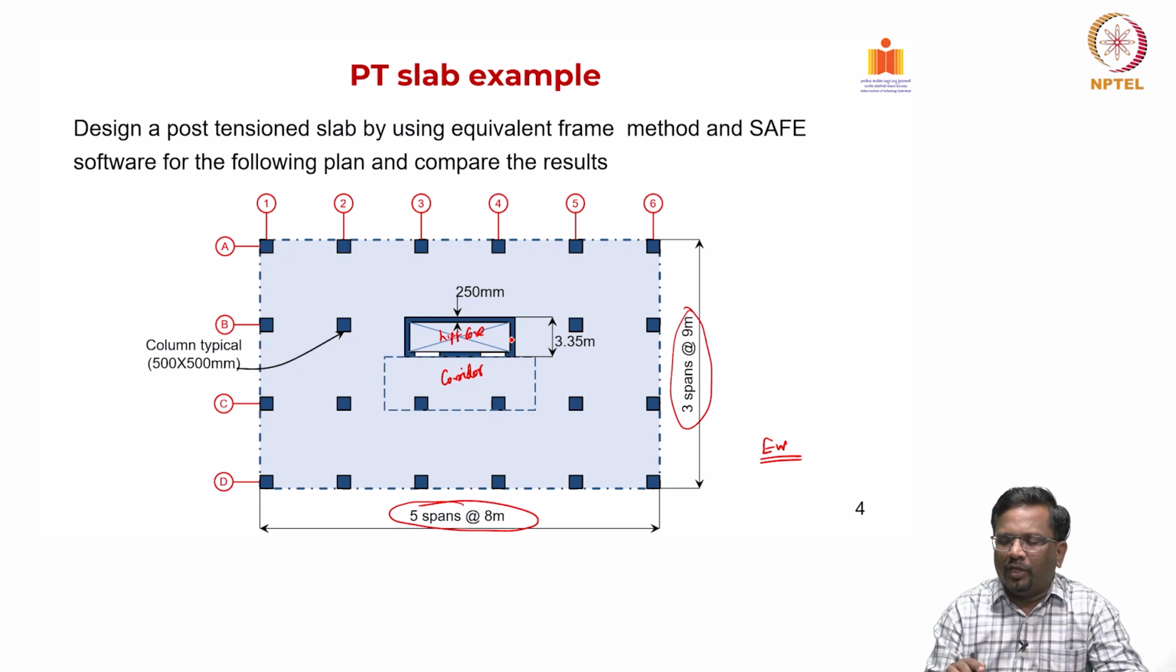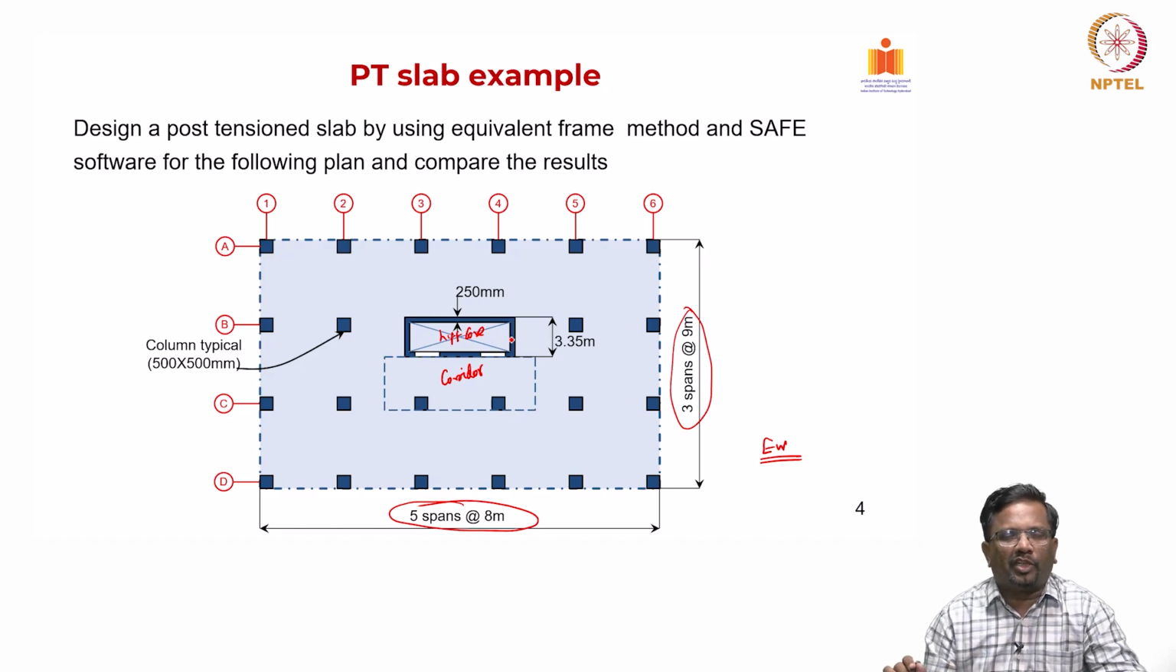As you can see, this is a slab without any beams. So, the slabs are directly supported on the columns, and the columns also do not have any column capital at this point of time. So, we are going to design this post-tension slab for this particular layout.